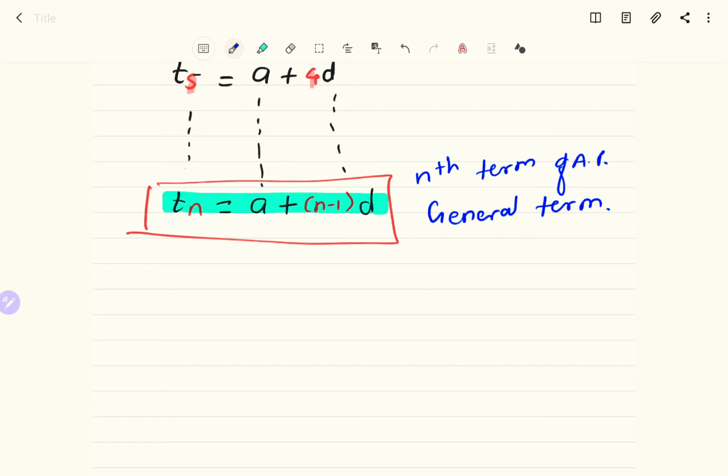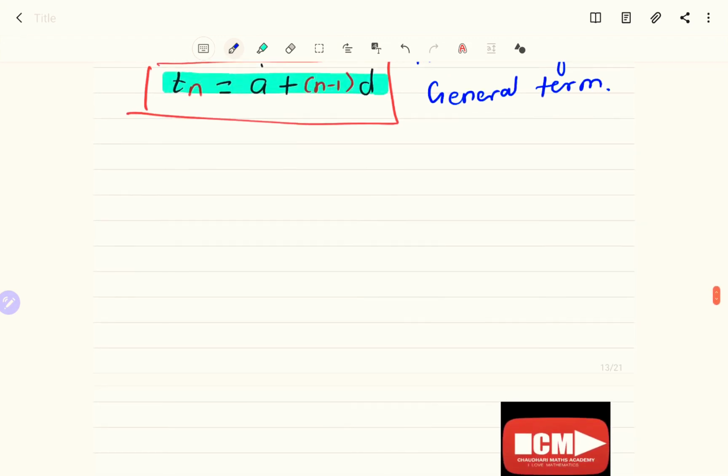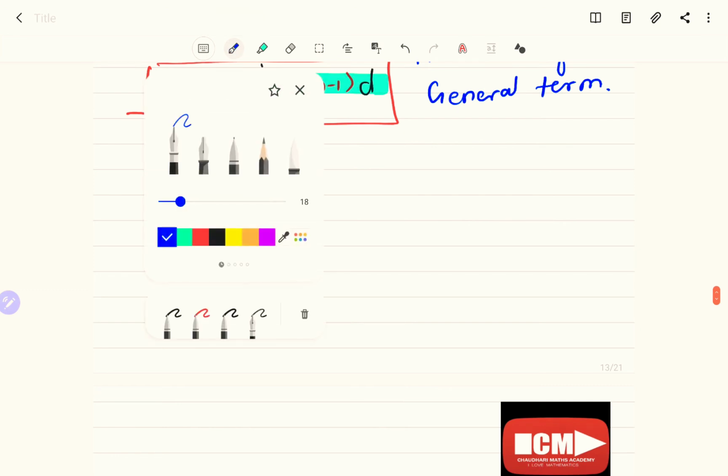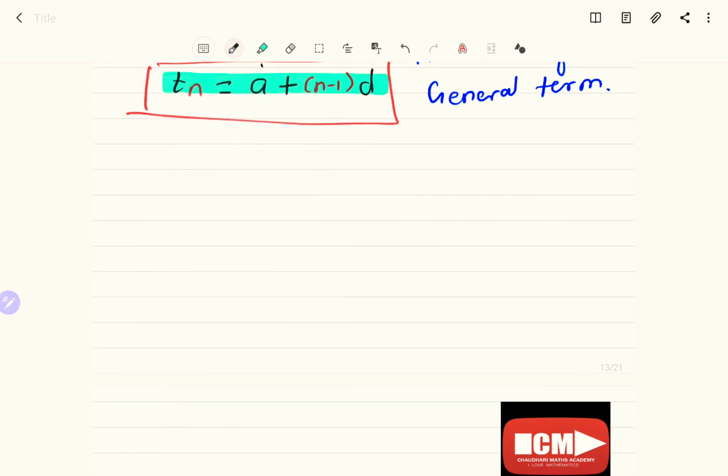Let's try to understand its significance. What is the importance of the nth term in any arithmetic progression or any sequence? Here I am starting with a simple example. Let's consider the sequence 1, 3, 5, 7, 9 and 11 that we considered previously, and you know that this is in AP.